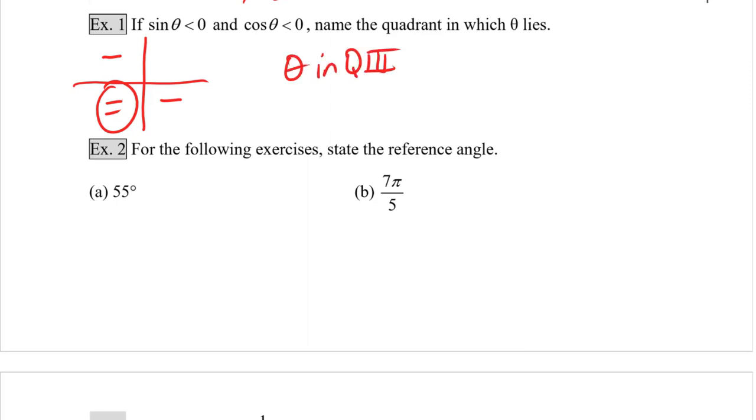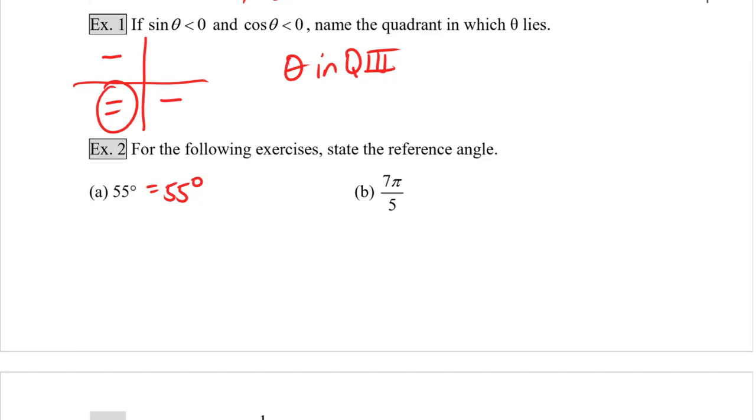Example 2, for the following exercises, state the reference angle. A, 55 degrees. Well, 55 degrees is acute, which means it already is a reference angle. So the reference angle for 55 degrees is 55 degrees. Part B, 7 pi over 5.